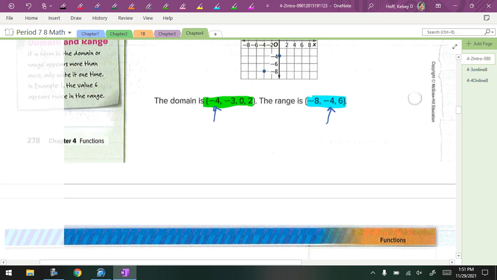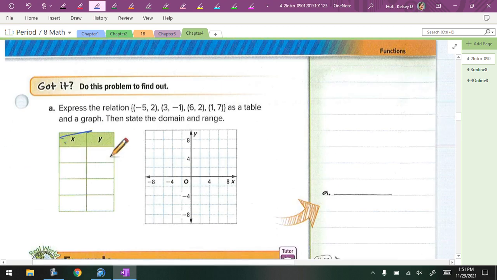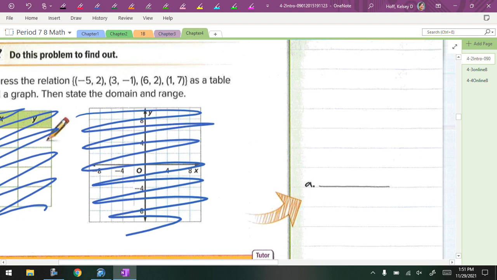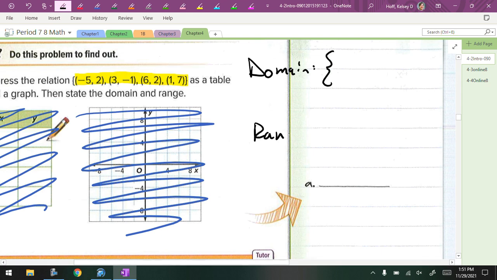Okay, top of the next page on the right. We are not going to make a table. We are not going to make a graph. Here are your ordered pairs. All I want you to do is list the domain and list the range. Remembering, domain are all your x coordinates. Range are all your y coordinates. Don't list a number more than once.